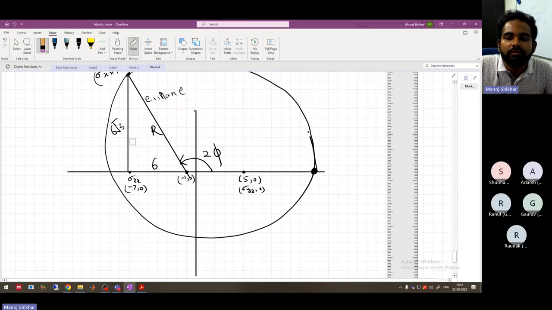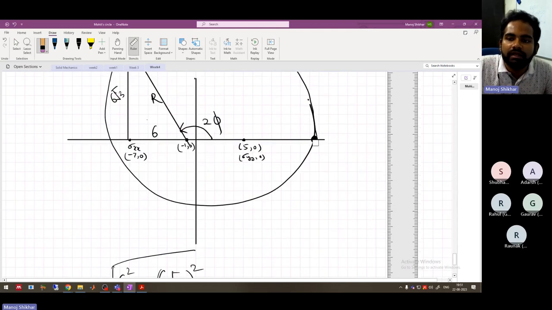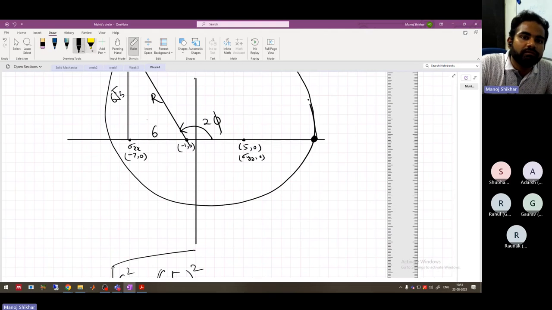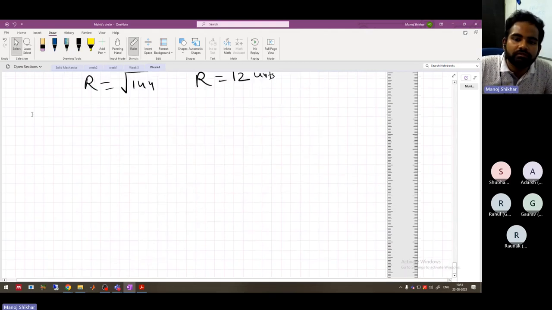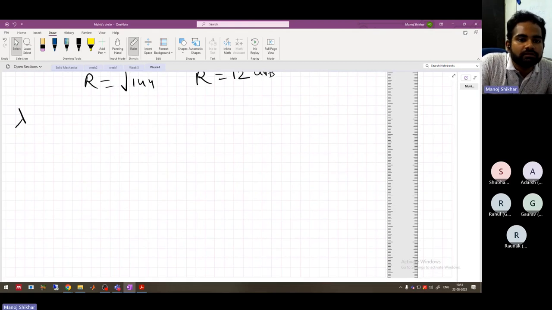Lambda 1 will be 11 because here it is -1 and the total length is 12. So from here to here, the length is 12. So the coordinate will be 11, 0. I'm sorry for the mistake. So lambda 1 is 11.